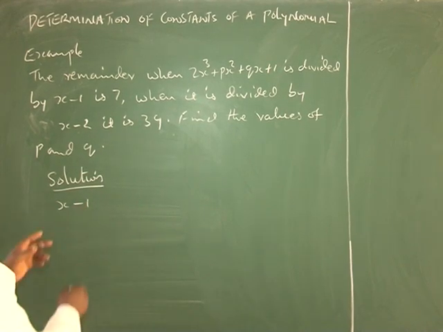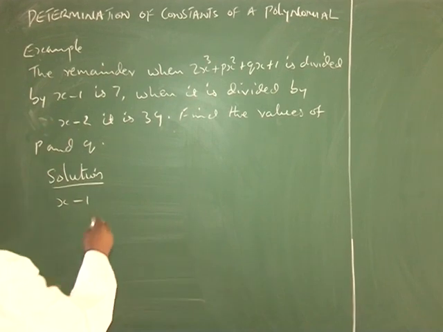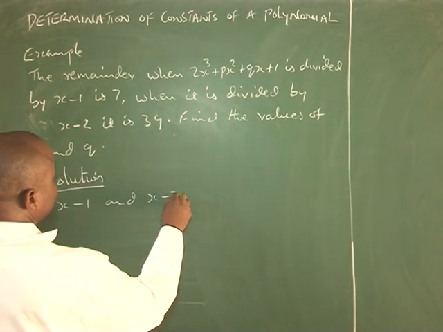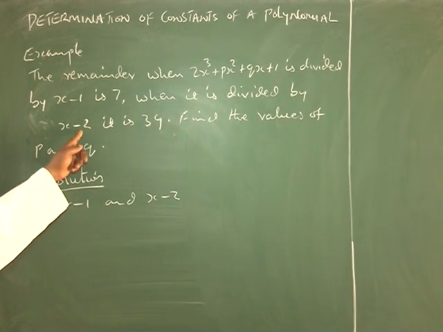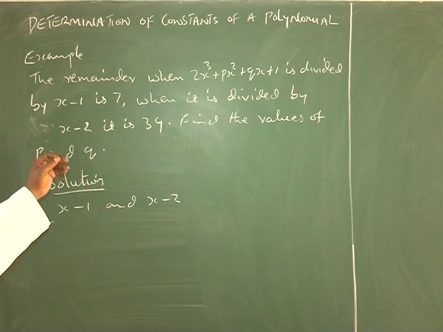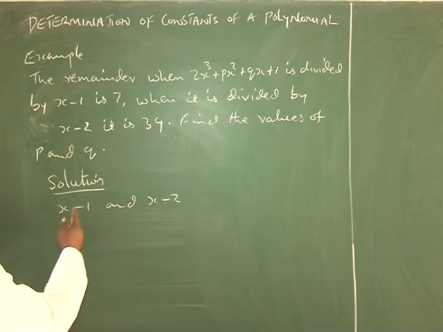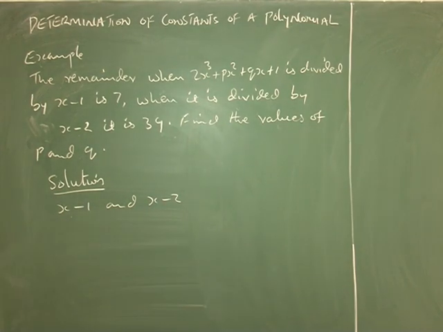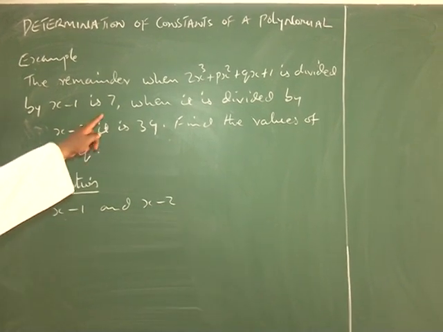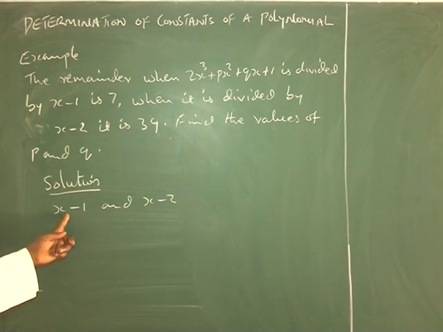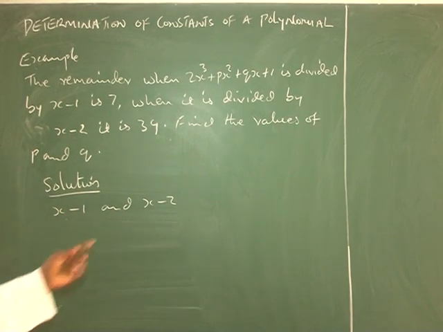x minus 1 and x minus 2 are factors. And so if these are factors, from the Remainder theorem, we know that x equal 1 and x equal 2 will give us a remainder of 7. So we can make x the subject of the formula from here and here.